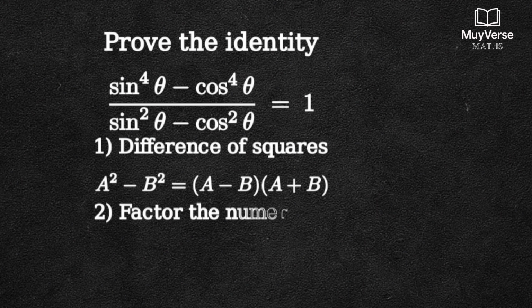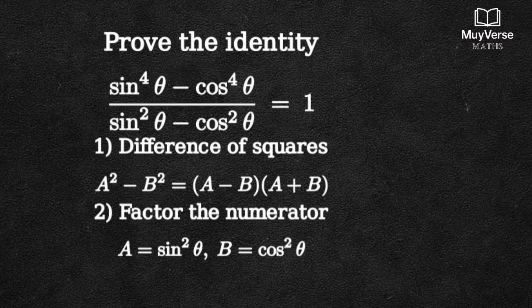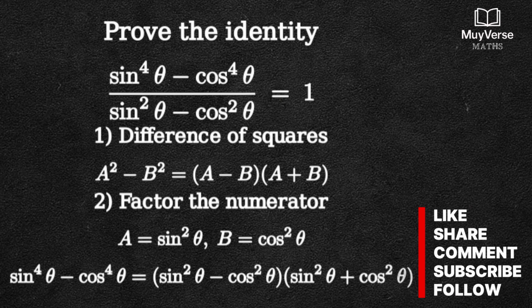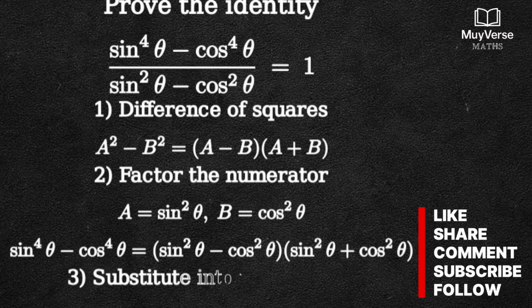Step 2. Factor the numerator. Let a be sine squared theta and b be cosine squared theta. Then the numerator becomes open parenthesis sine squared theta minus cosine squared theta close parenthesis times open parenthesis sine squared theta plus cosine squared theta close parenthesis. Step 3. Substitute this factorization into the original fraction.